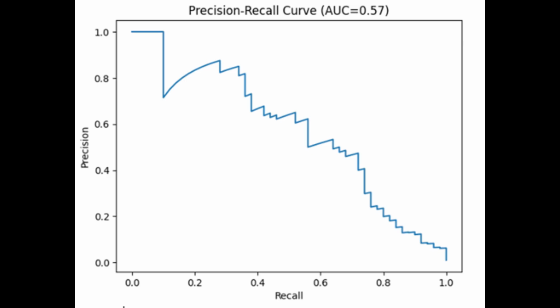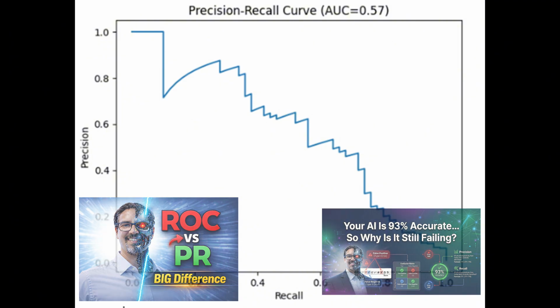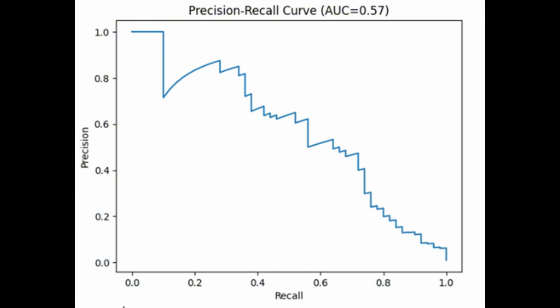This is exactly why choosing the right metric matters. If this doesn't fully make sense yet, I've got you. Just watch the videos on your screen where I explain this in more detail. ROC curve focuses on how well the model separates classes overall. But precision recall tells us what really happens when we care about the positive class. So depending on what you measure, the same model can look either excellent or problematic.